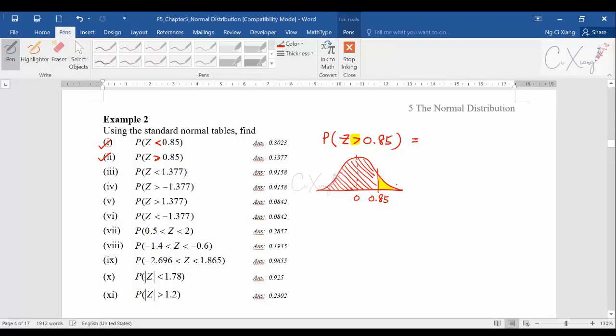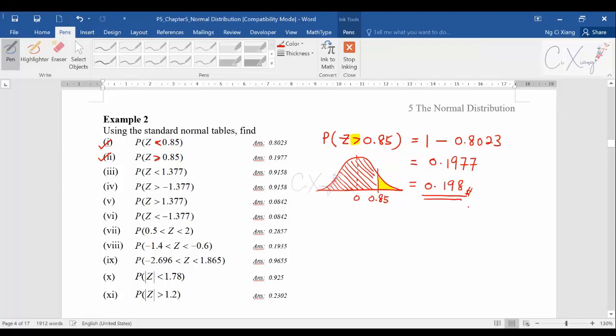So to get this yellow colored part, how can you get it? You need to take 1. 1 means the whole normal table area minus the area that you get from the table. So what is the area that you get from the table? Should be 0.8023. Okay, smaller than 0.85. All right, and then by pressing the calculator, you get 0.1977. If you want to be safe, you can change it to 3 significant figures, which is 0.198.